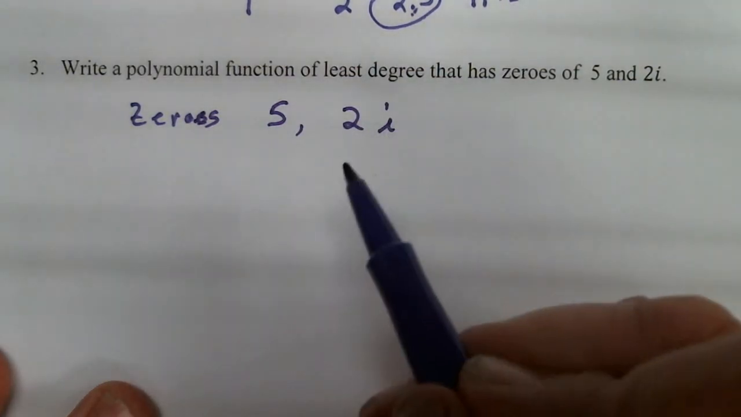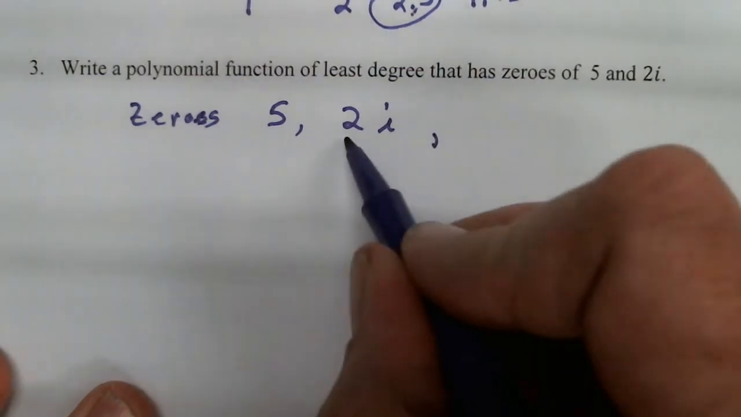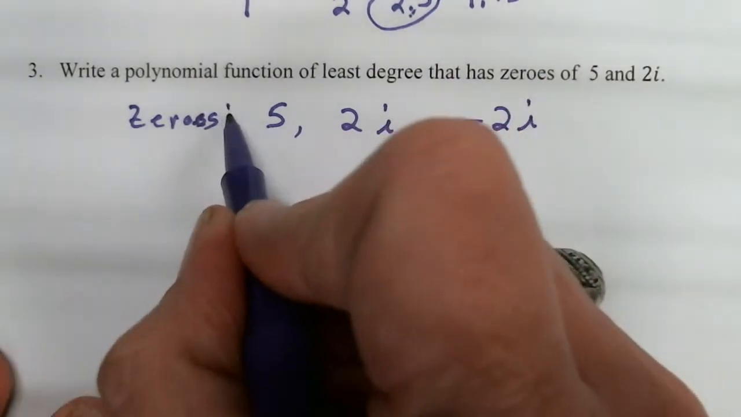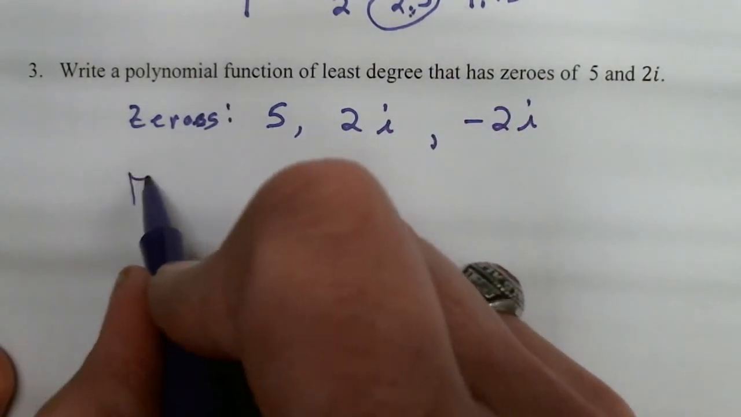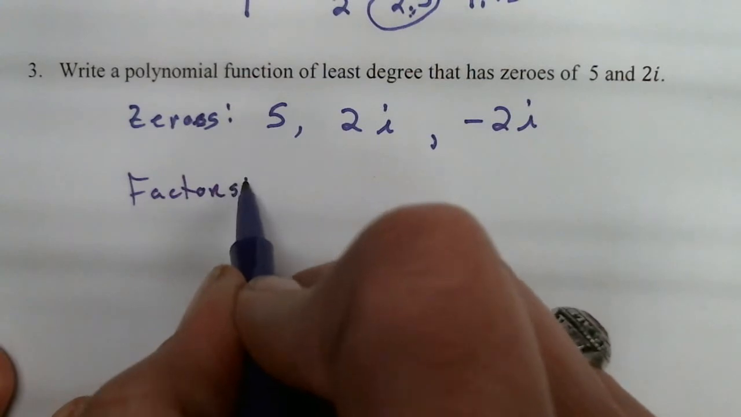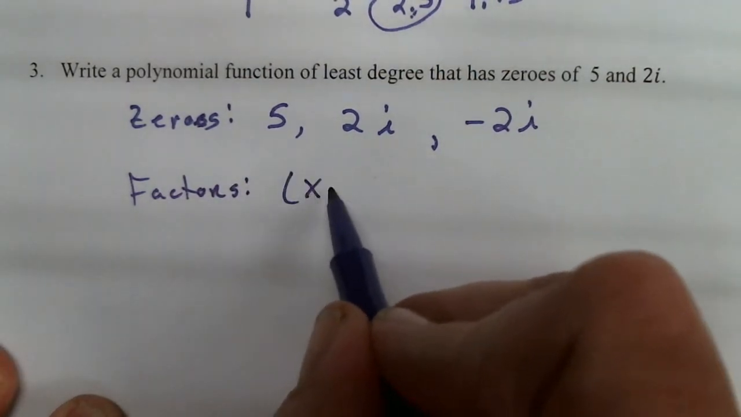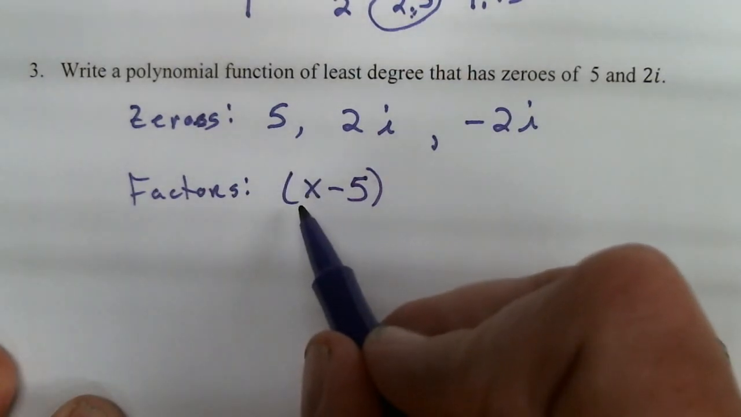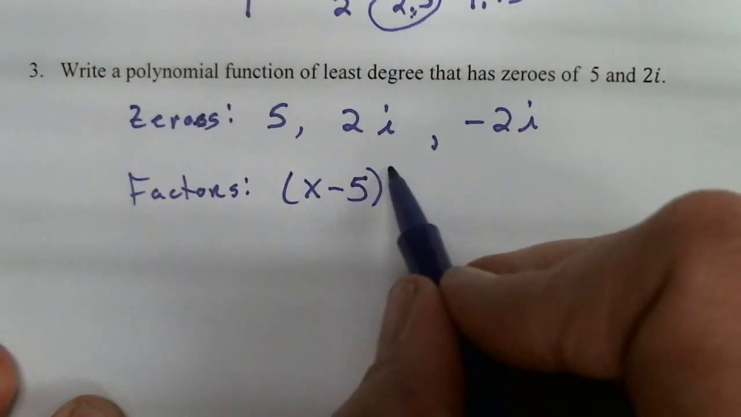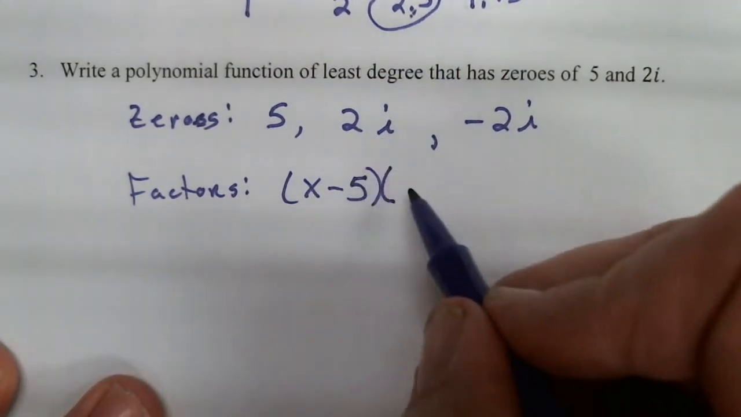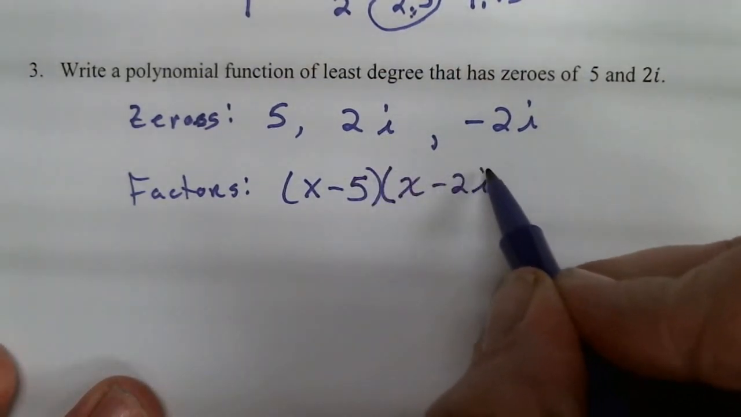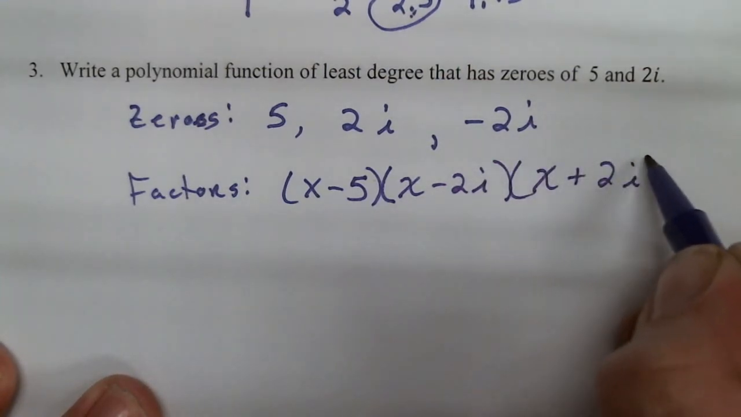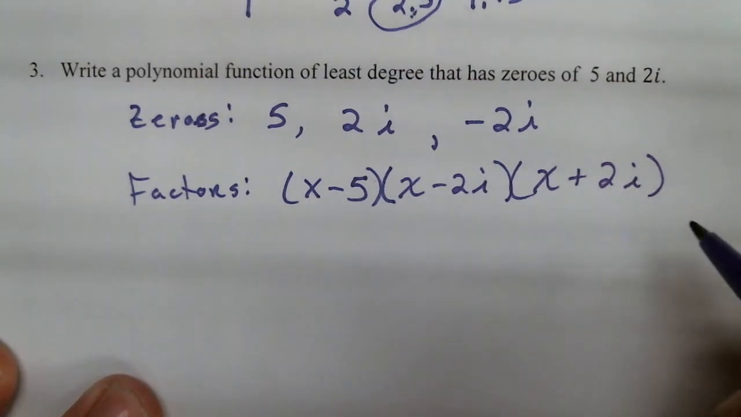Imaginary or complex zeros never appear alone. They always appear in conjugate pairs. So the conjugate of 2i is negative 2i. So if those are the zeros, the factors of the polynomial would be x minus 5, because if we put in 5 for x, 5 minus 5 is 0, so that makes it a zero. Okay. The factor for 2i would be x minus 2i. And then the factor for negative 2i would be x plus 2i, because negative 2i plus 2i is 0.